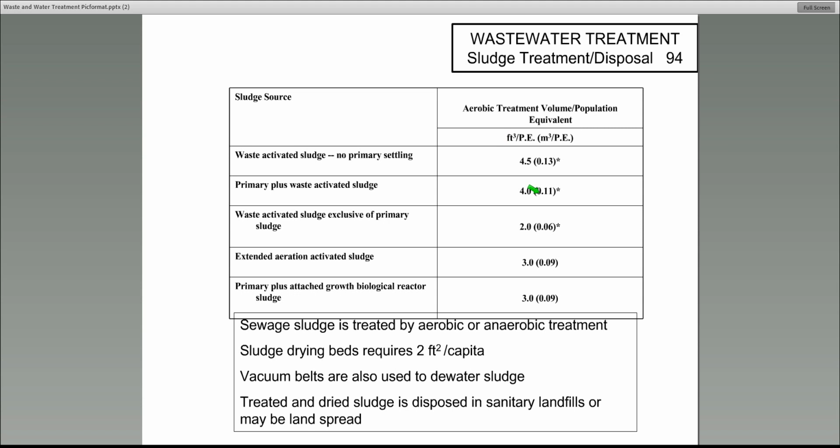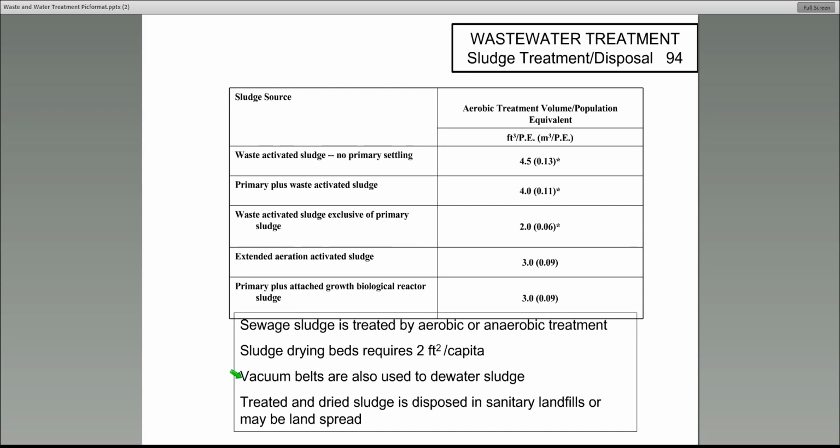Now this is for an aerobic treatment tank where they would put the sludge in a small circular tank and add air to it over a number of days until the bacteria reduces the sludge. So it's not activated sludge, it is the separate tank that's not shown on the flow diagram. Sewage sludge is normally treated by aerobic treatment. Some people have used anaerobic treatment to collect the natural gas if it's a large enough plant. Sludge drying beds require 2 square feet per capita.